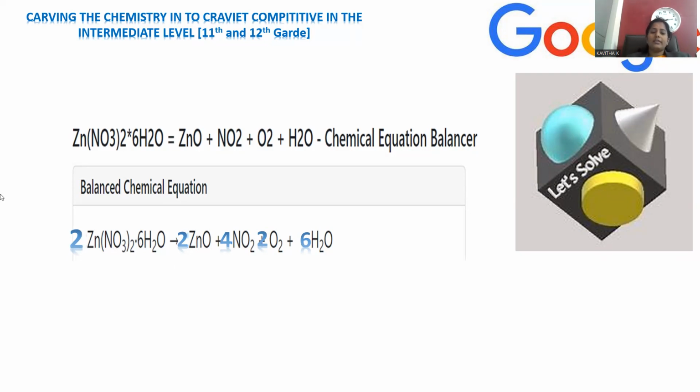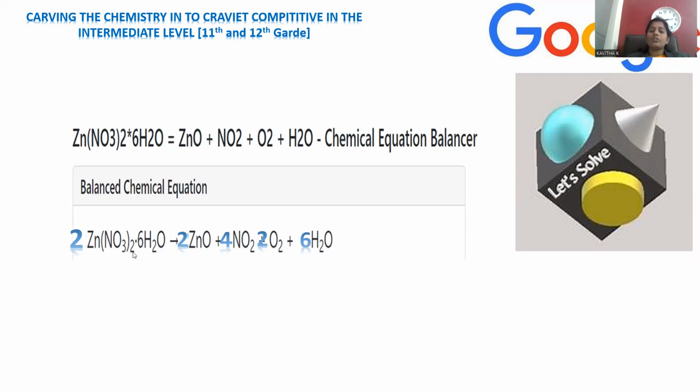18 oxygens are there. Let's count in the product. 2 oxygens are there. Here 4 2s are 8. 8 plus 2, 10. 10 plus 2, 12. 12 plus 6, here 6 oxygens are there. So that is 18. 18 oxygens reacted, 18 oxygens on the product side, so that you can compensate.